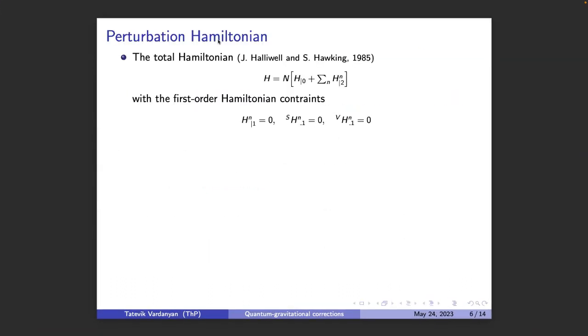Because our goal is to calculate the power spectrum of the fluctuations, we also have to introduce perturbations, including perturbations of the metric and also the scalar field. Halliwell and Hawking showed that the total Hamiltonian can be written as the sum of the background part plus perturbation parts. One also obtains the first order Hamiltonian constraints.